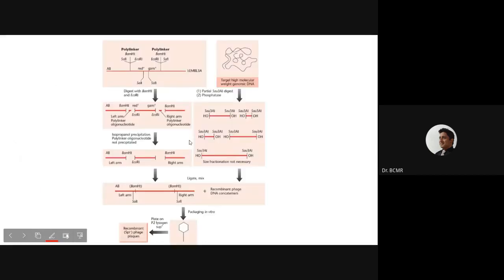So I hope you remember this figure. We already used it twice, I guess. This is the third time that we are doing it. Now the focus is on the genomic DNA. In all the previous times, our focus was the vector. Remember the objective always.